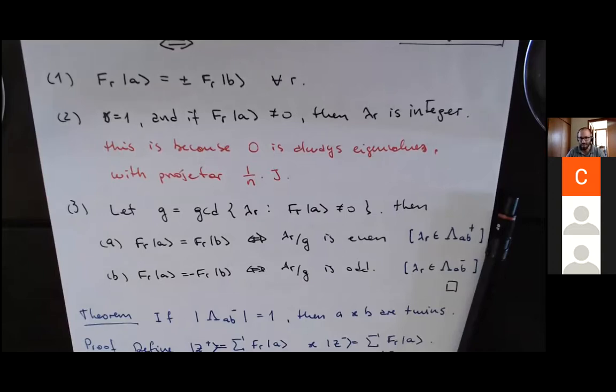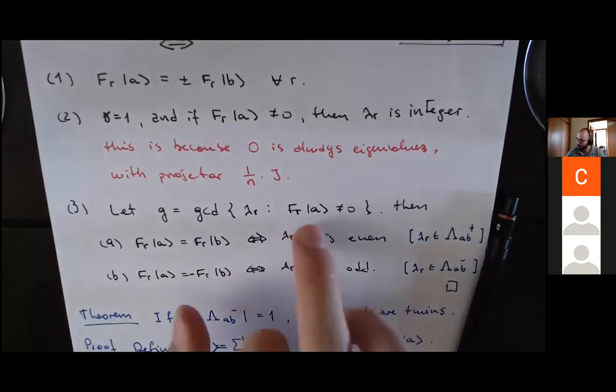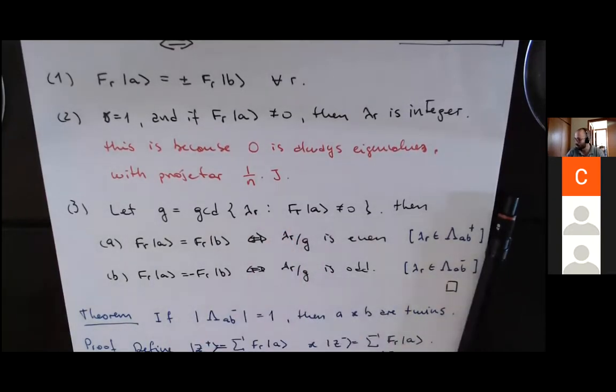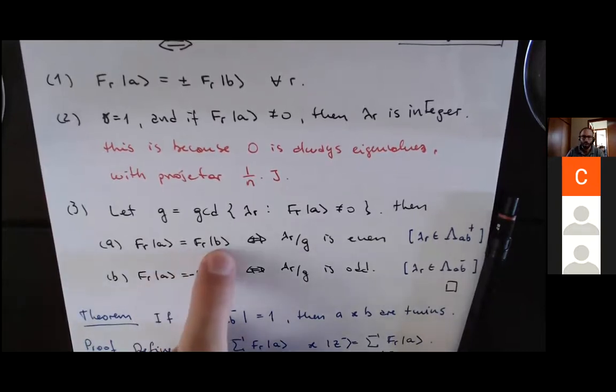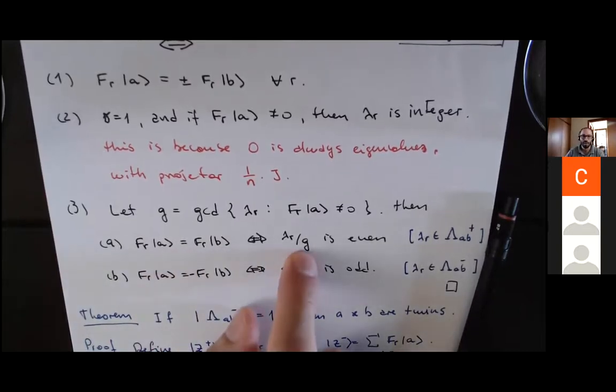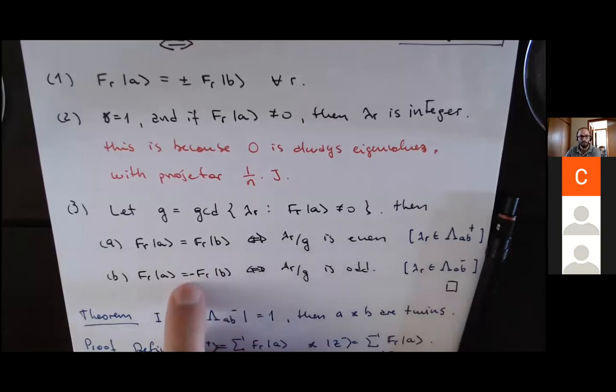So if g is the GCD of the eigenvalues for which the projection is non-zero, meaning the eigenvalues in the eigenvalue support, then we have equality in the projection if and only if the eigenvalue divided by this GCD is even. And we have minus if and only if this ratio is odd. So this is an immediate consequence of the state transfer characterization we saw.